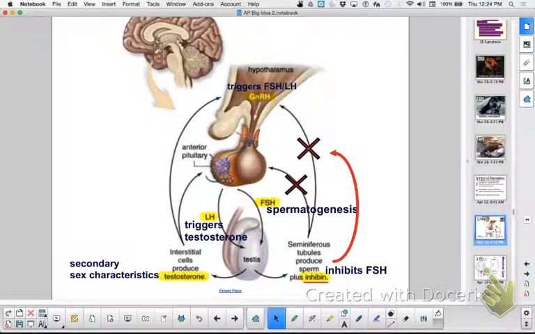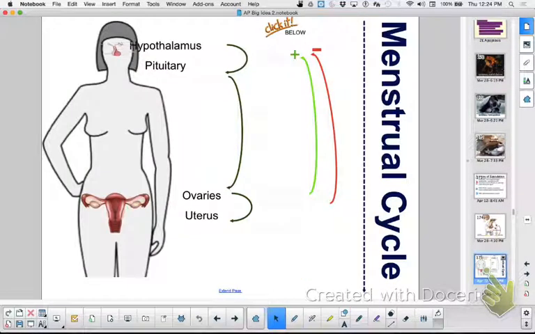We talked about follicle stimulating hormone for egg development, but that also works on sperm development and spermatogenesis. And luteinizing hormone causes ovulation in the female, but for males it triggers testosterone release. We went over the menstrual cycle. Here's a little short review of that as well.